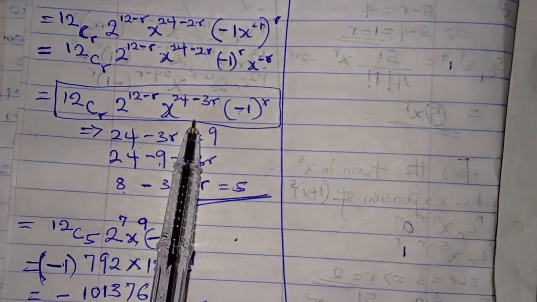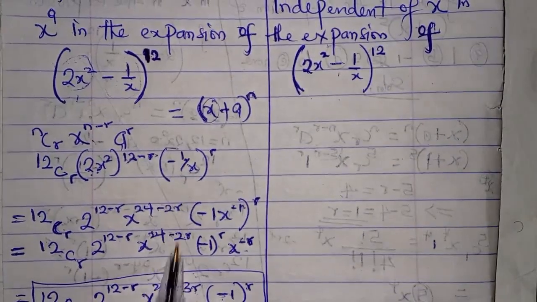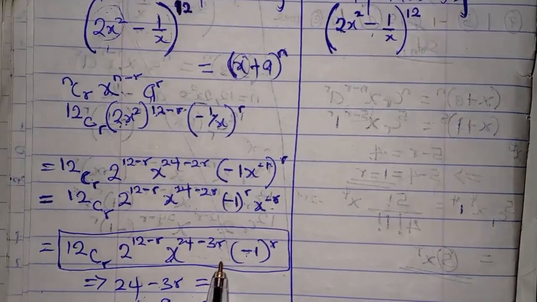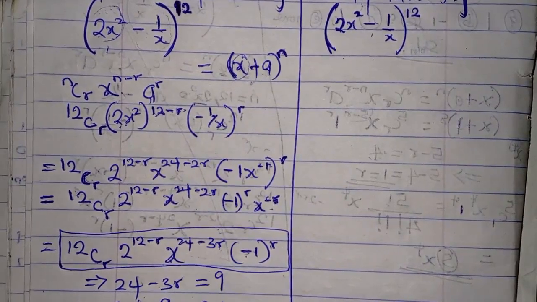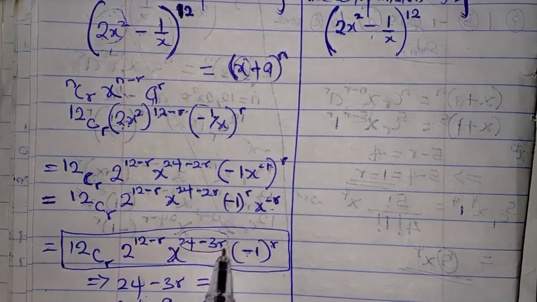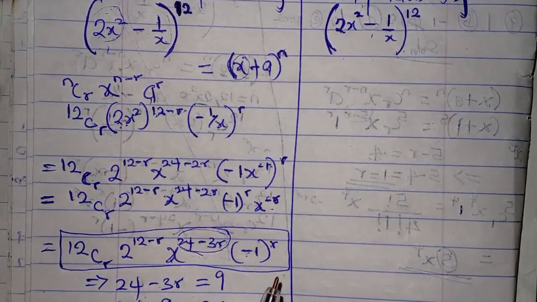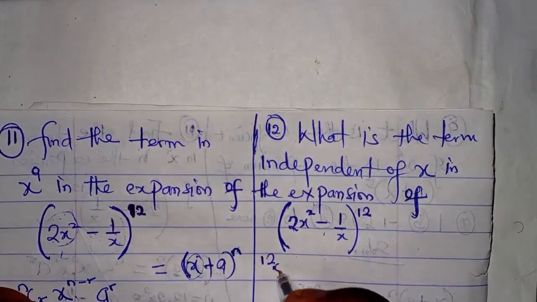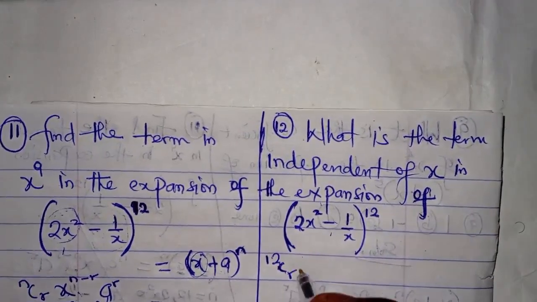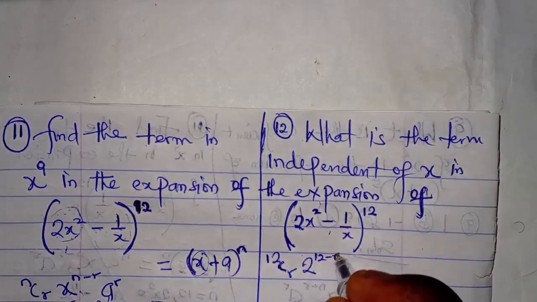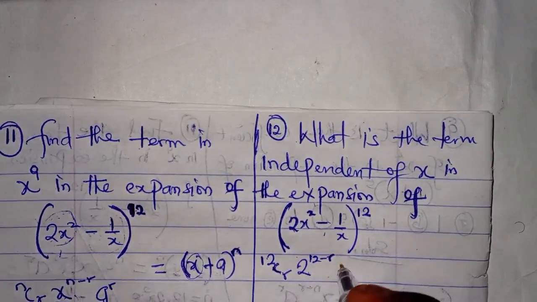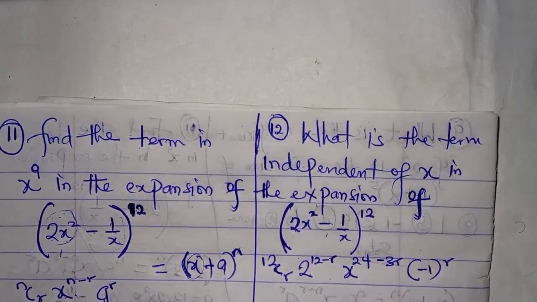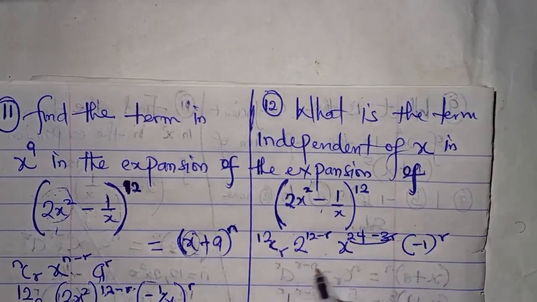So, I'll just come here. Okay, all of these steps, I'll skip them because I'll still get to this point. So, from here, since the term is independent of x, that means the power of x must be 0. I will set everything here to 0. That's what it means. So 24 minus 3r must be set equal to 0. So let me just write it. 12 combination r into 2 to the 12 minus r, I'm copying from that expression, x to the power of 24 minus 3r into minus 1 to the r. Good.